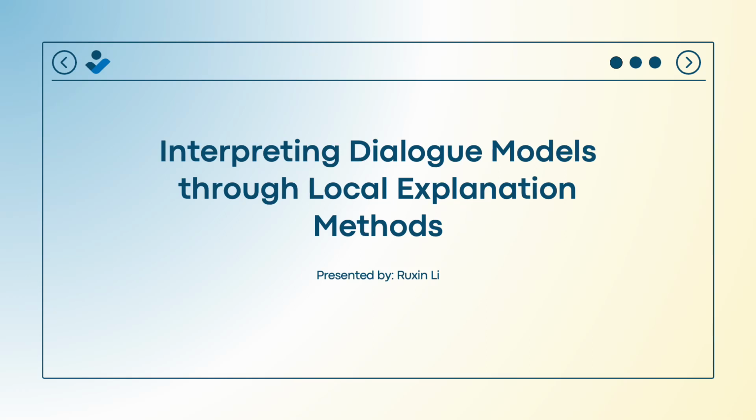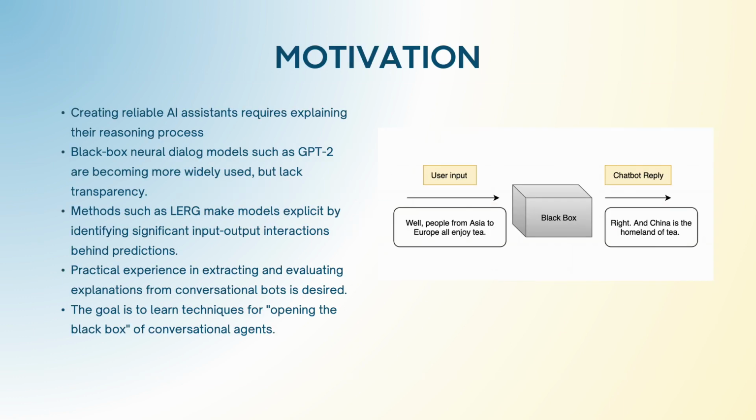Today I'll be talking about interpreting dialogue models through local explanation methods. As AI assistants become more commonplace, it will become important to understand and trust their decisions. Neural models such as GPT-2 facilitate the development of open domain chatbots that behave like black boxes and are difficult to explain their complex behavior.